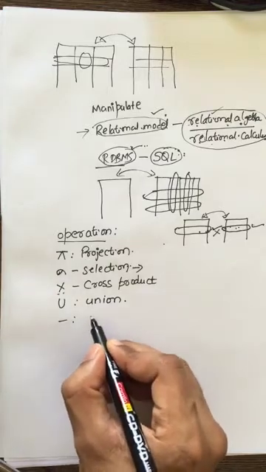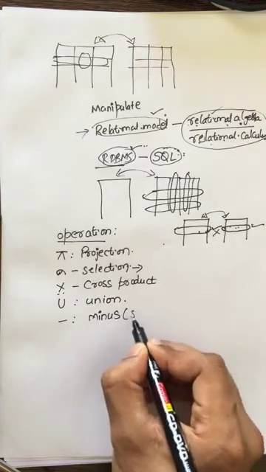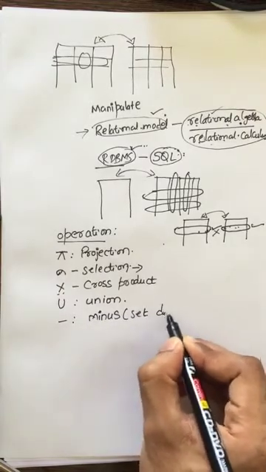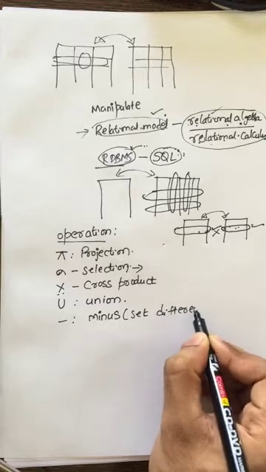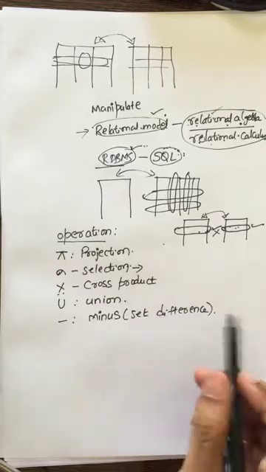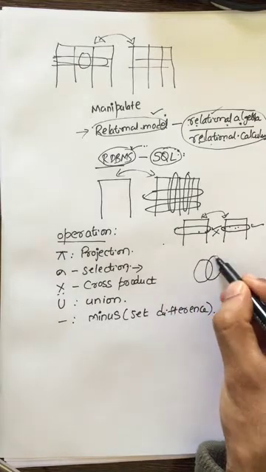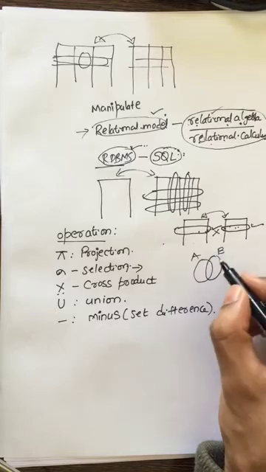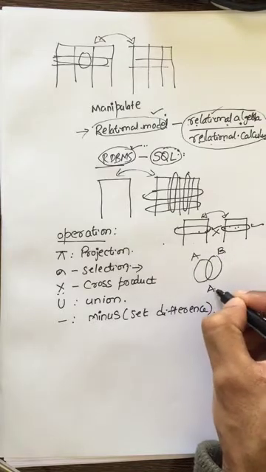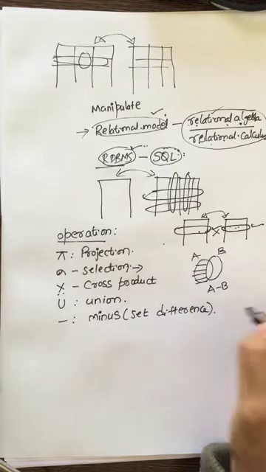And set difference, minus. This one you already know. Set difference is nothing but when you have two sets, you take the difference, right? The same thing. If you have two sets A, B, and I write A minus B, then it should be in A and not in B. This is the part, right? This is set difference.